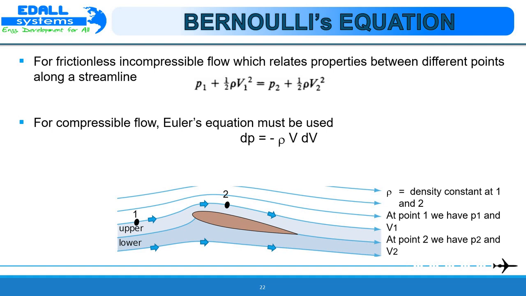Remember that the equation dP is equal to minus rho V dV, the equation P1 plus half rho V1 square equals P2 plus half rho V2 square, and the equation P plus rho V square by 2 are all dependent on F equals ma for a fluid flow. They are essentially Newton's second law applied to fluid dynamics.